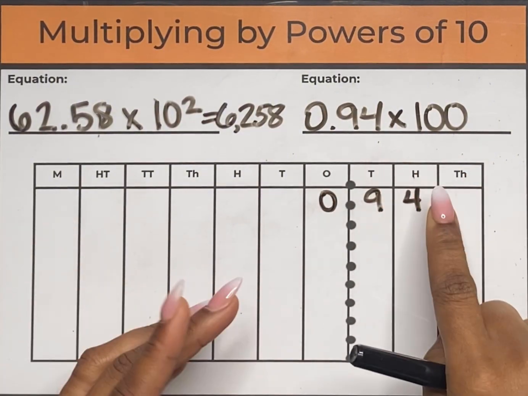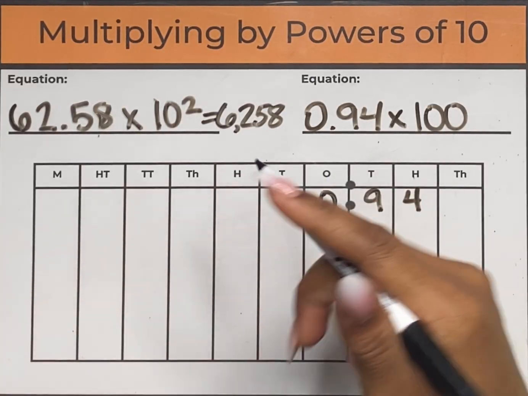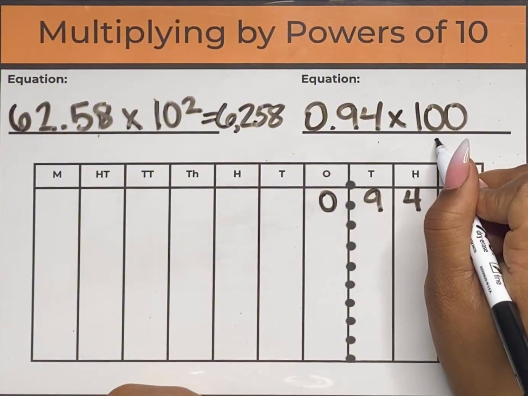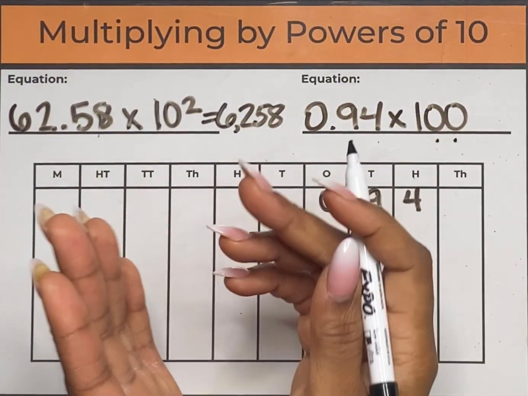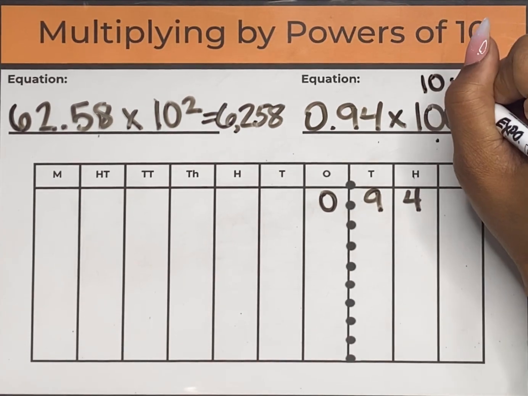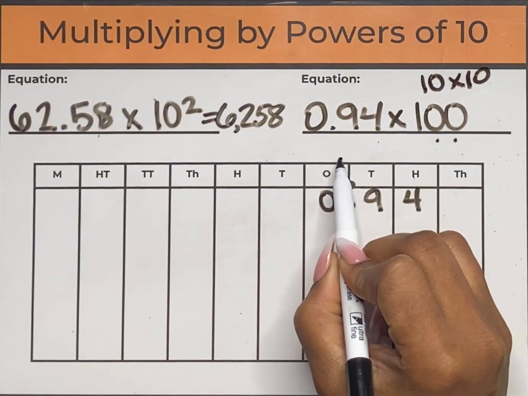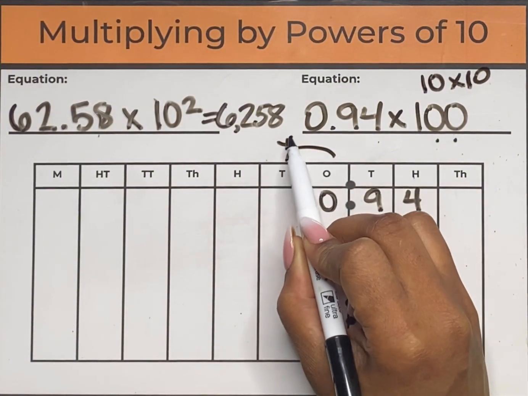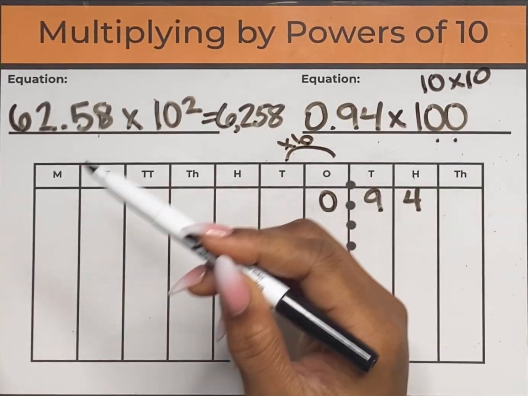We're multiplying, which means we're going to be moving to the left. We're going to go forward. We're going to go forward twice. You have 2 zeros. That's forward twice. 100 is the same as 10 times 10. Remember, each time you move forward, that's times 10. So that would basically mean 2 shifts forward.